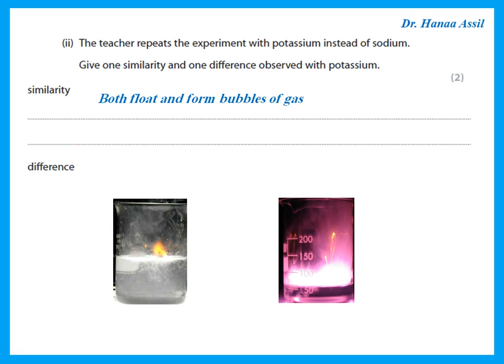So what is similar in both of them is that both of them are from group 1, so both of them will float, and both of them will form bubbles of gas because both will give hydrogen gas. The difference between them is that potassium is more vigorous. Remember, potassium is more reactive metal, so it gives more vigorous fizzing, and it will form a lilac flame. You remember the flame test for potassium? It gives a lilac flame.